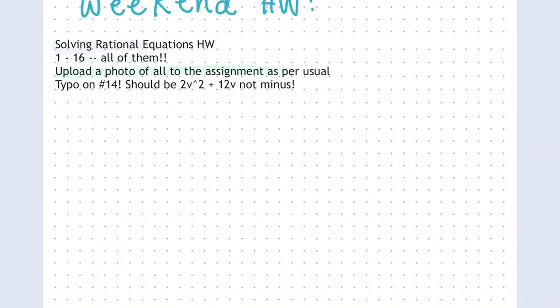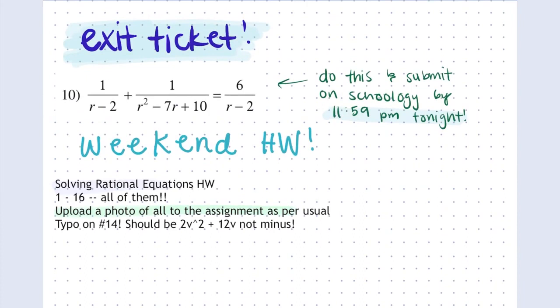There we go. Your homework for this weekend is the Solving Rational Equations worksheet that I assigned in class on Wednesday. It's 16 questions, and I want you to do them and upload a photo of them all as per usual. Make note that there is a little typo on number 14. It should be an addition sign right here. If you try it with the subtraction sign, you will get a really unfun answer.